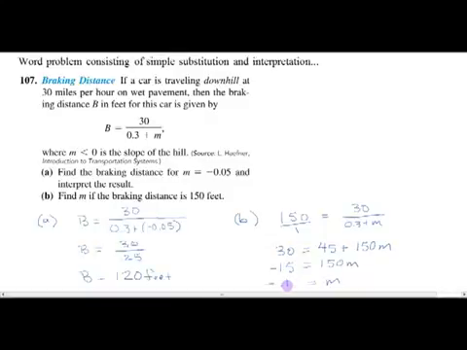So m has a value of negative 0.1 if the braking distance is 150 feet. Go ahead and try the homework and let me know if you have any questions.